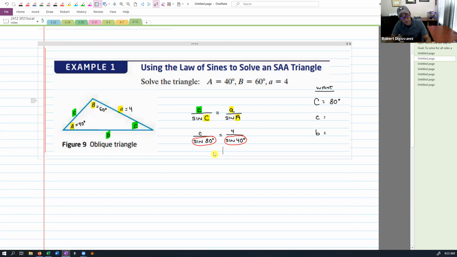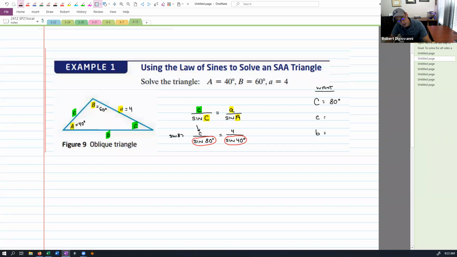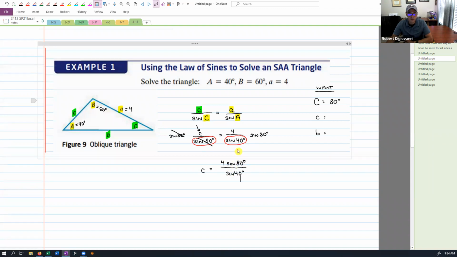So before I do it, here's what I'm doing, okay? I'm going to try and get c by itself. So to get c by itself, I'm going to clear the fraction out. I'm going to multiply sine of 80 degrees on the left and sine of 80 degrees on the right. And it'll cancel over here, which leaves me with c. And on the right, I have 4, and that sine of 80 is in the numerator, and then over sine of 40 degrees. That's what I need to do on my calculator. Is everyone clear on why the sine 80 is on top? Yes. Okay, so that's it.